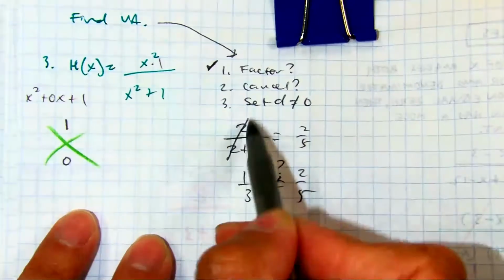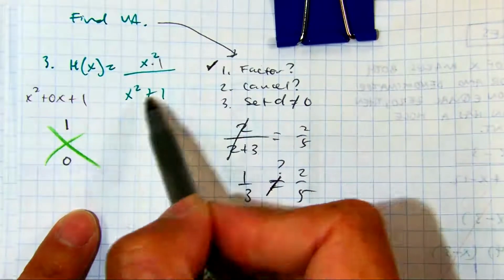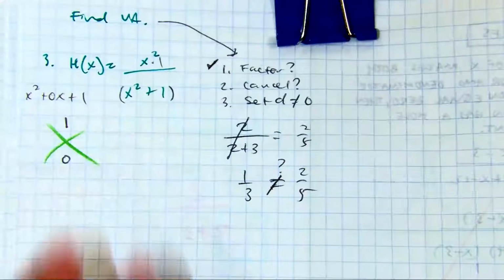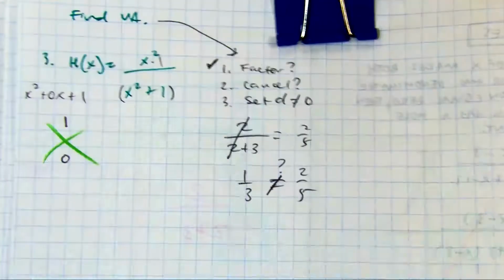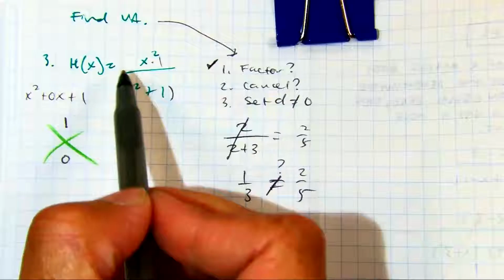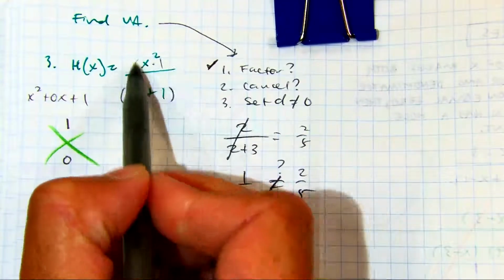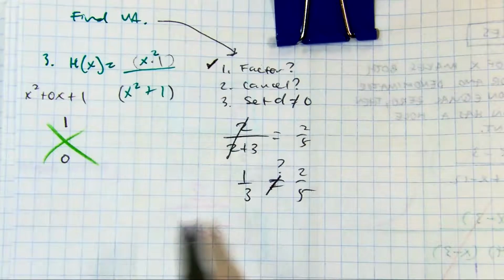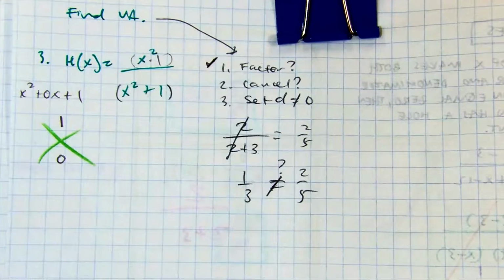The reason why is these are kind of like a couple. You don't want to be that person who's known for breaking up others. They're together. This would have to be x squared plus 1, and then you can cancel. Does that make sense? So I just proved to you why you cannot cancel there. Okay, so you can't cancel.